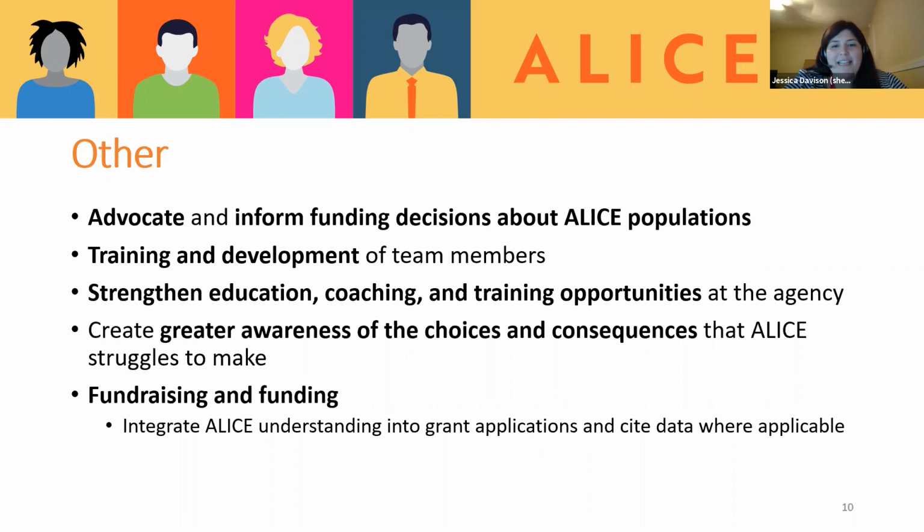I did hear one of the groups talk about training and development for team members, but then also strengthening education, coaching, and training opportunities across the agency on ALICE and their struggles. Creating greater awareness for ALICE, whether that's through marketing communication efforts or public relations, and then fundraising and funding, integrating the ALICE data into grant applications, citing the data where applicable. There's a lot of opportunities. And so these are just some other areas. I think you can really think radically, think outside the box for what are other ways your agency or your program could use the ALICE data.